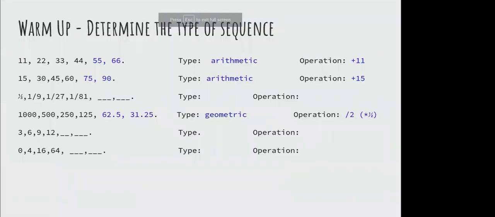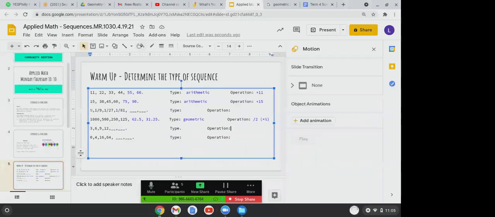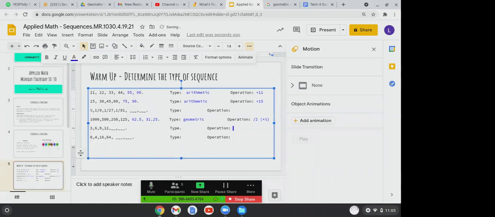All right, so next one. 3, 6, 9, 12. What would it be? Plus 3. Plus 3 is working, yes. So if you're adding 3, what type of sequence is it? The A word. It is arithmetic.